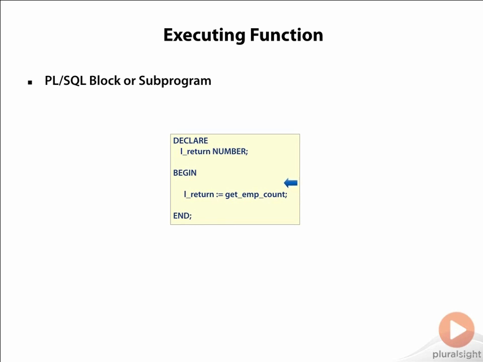Inside the execution section, we invoke the function and assign its return value to lReturn. This is the same way we would have called this function in another procedure or another function. Running this block will give us the return value, say 1.